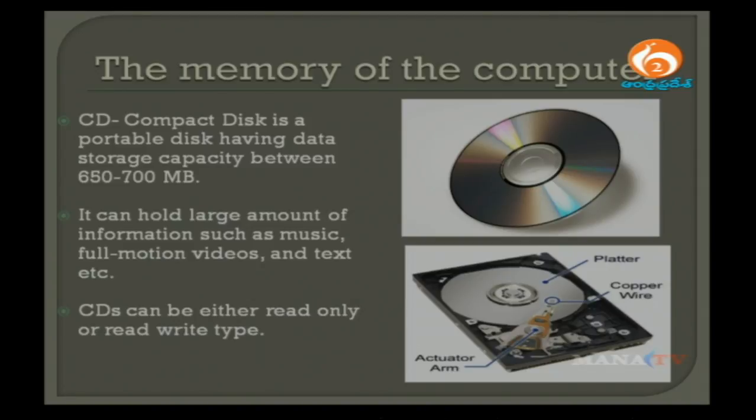So we have the platter, if you can see here, we have the copper wire, and we have the actuator arm, which helps in viewing the CD and the information in it. This is how the machinery happens in the CD drive. So these are the most important things that you have to remember when somebody asks you about the CD, or when the CD plays. Alright. So this is the machinery which happens in the CD.